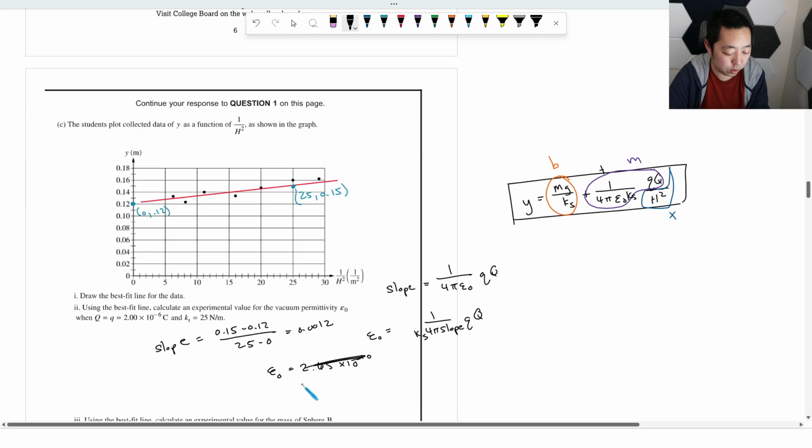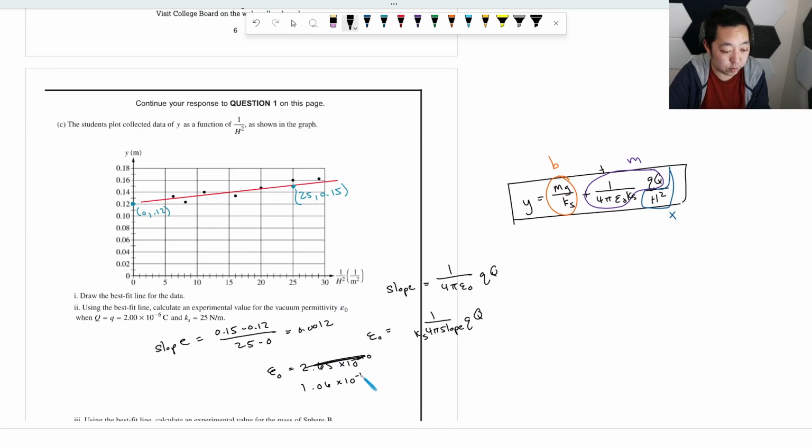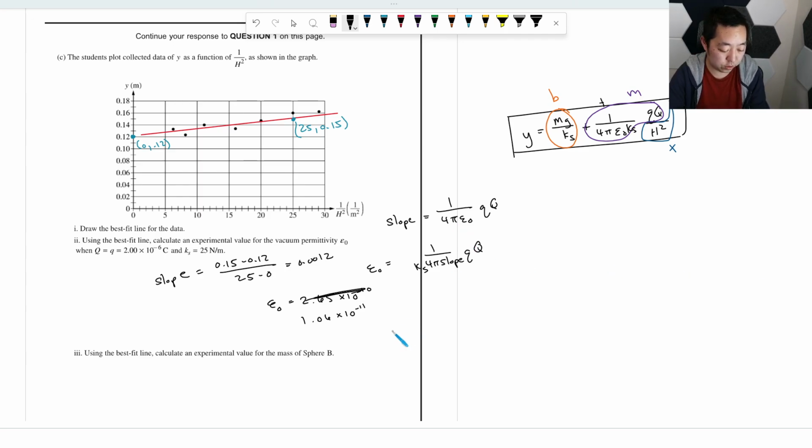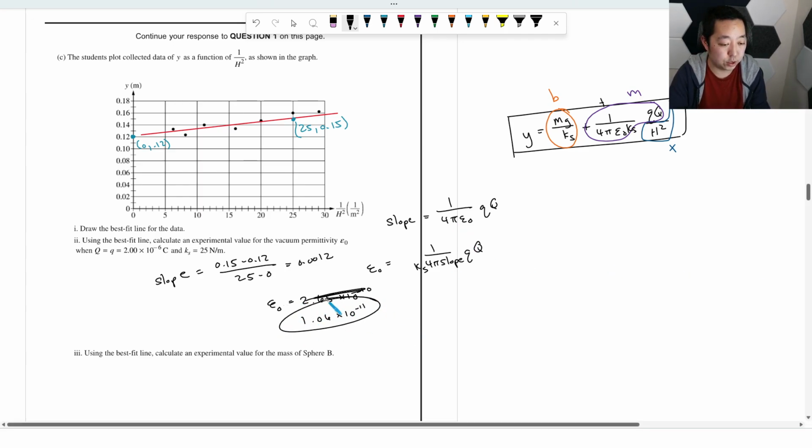Okay, so I don't know. 1.06 times 10 to the negative 11. Oh, no, never mind. That's pretty close. This is only off by 10% or something like that. Or 20%. Good enough.